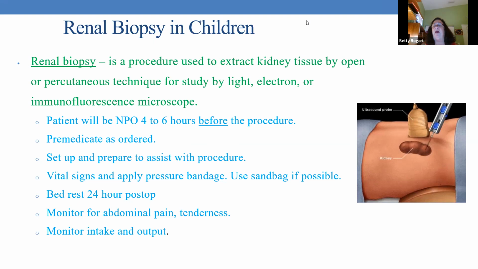So post-op, what are we going to do? Well, we're going to have a pressure bandage on there, a sandbag if they're old enough for sure. They must stay in bed for 24 hours. And of course, because we've touched the kidney, we're going to monitor intake and output, and we're going to monitor for any leaking. We're going to monitor that dressing, and we're going to monitor for any pain or tenderness or swelling in the abdomen.